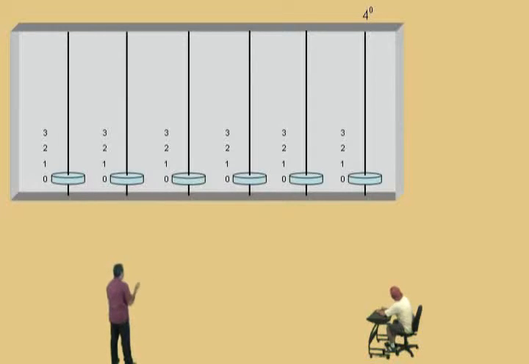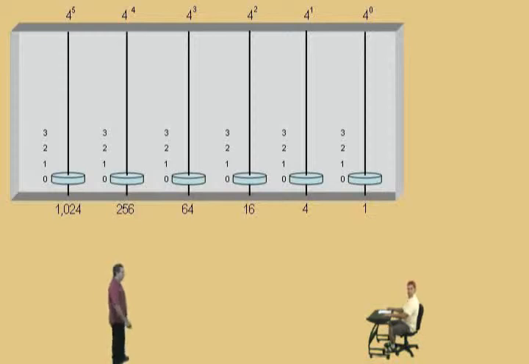There's our 4 to the 0, 4 to the 1, 4 squared, 4 to the 3rd, 4 to the 4th, and 4 to the 5th, right? 4 to the 0 is 1, 4 to the first power is 4, 4 squared is 16, 4 cubed, 64, 4 to the 4th is 256, and 4 to the 5th power is 1024. All right, Charlie, now let's enter our base 4 number.